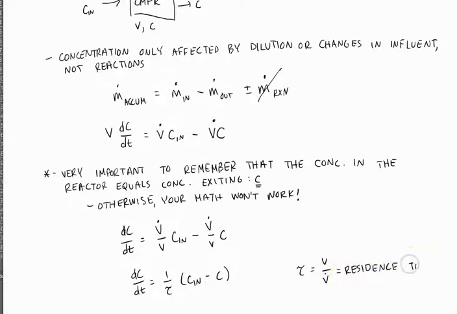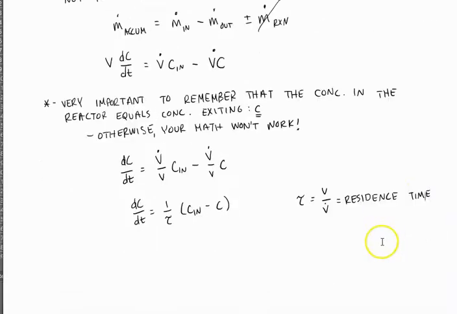I can pull that 1 over tau out of my Cn minus C term. And then I need to put all of those C terms onto the left side of the equation. So I'll take dC over Cn minus C, and then I'll move that dt over to the right side of the equation. So now in order to solve this, I need to do an integral.